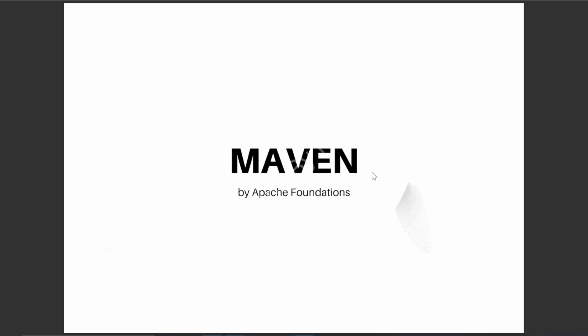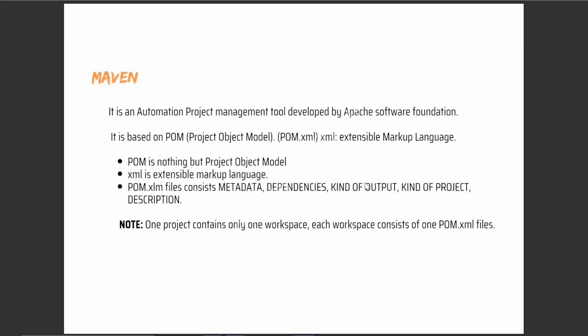If you think about Maven, Maven is a build tool which has been developed by Apache Software Foundation. It is based on pom.xml. Here pom stands for project object model and xml stands for extensible markup language. What does the pom.xml file consist of? It consists of metadata. What is meant by metadata?